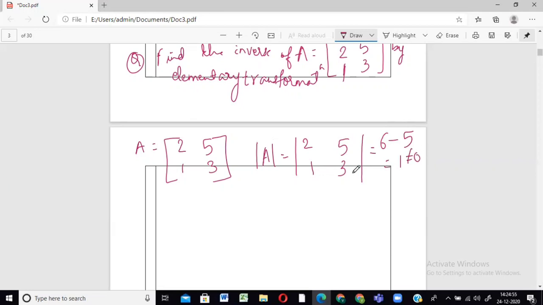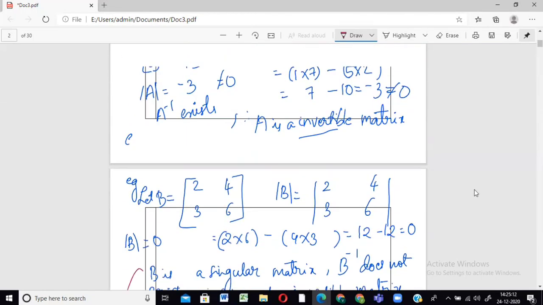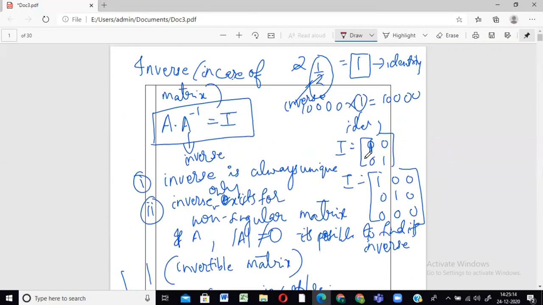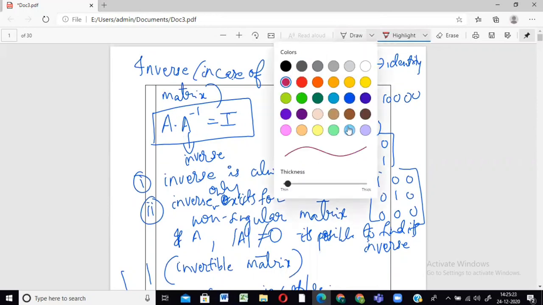It's clearly not equal to 0. So since the value of determinant A is not equal to 0, therefore A inverse exists. So it's invertible and A inverse exists. Now what happens, as I said, the first thing that I wrote while starting, this is the condition: A into A inverse is equal to I, right? So we're going to use that.